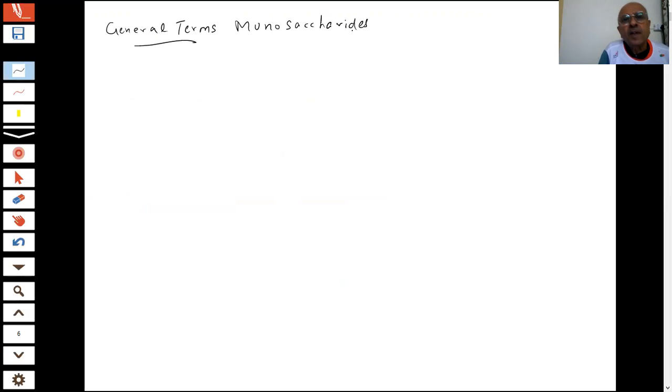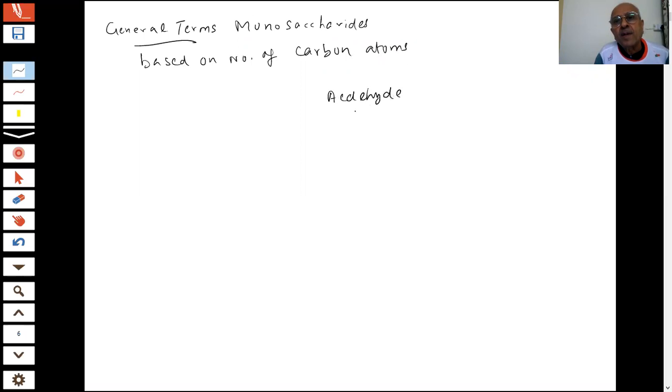Monosaccharides. This general term is based on the number of carbon atoms. There are two types of saccharides, one which contains an aldehyde group, the other contains a ketonic group. As I said, it can be aldehyde or ketone. So there can be two types of monosaccharides, aldehydes or ketones.